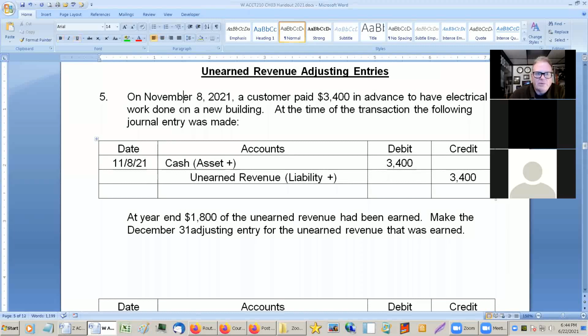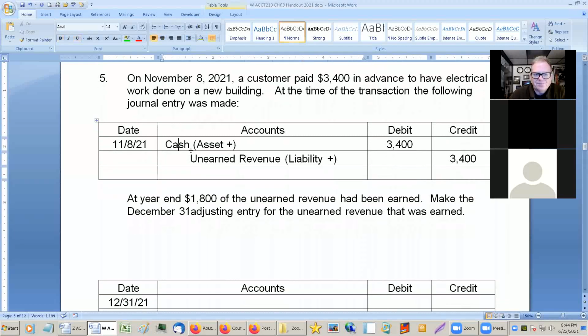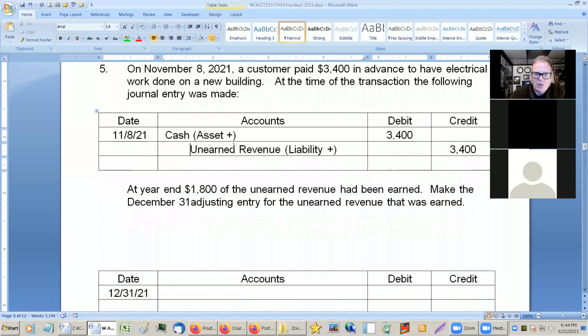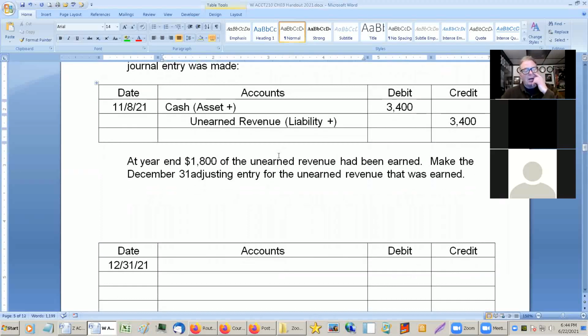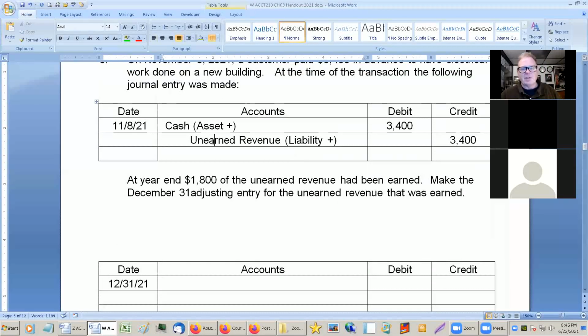So November 8th, we got the cash, put it into unearned revenue, which is really not a revenue at all. It's a liability. And okay, so we got this liability for $3,400. They gave us $3,400 cash. It's a deferral. Cash has already changed hands. They're not going to give us any more cash. They already paid for it.